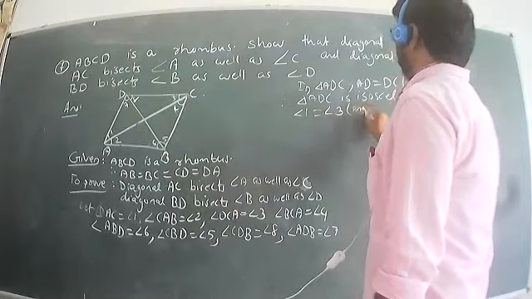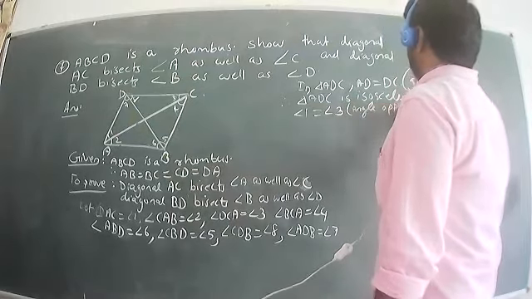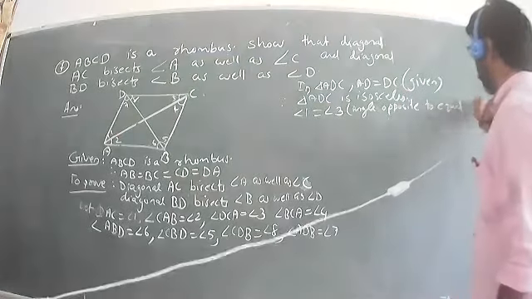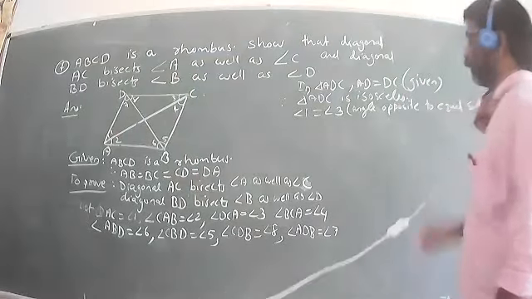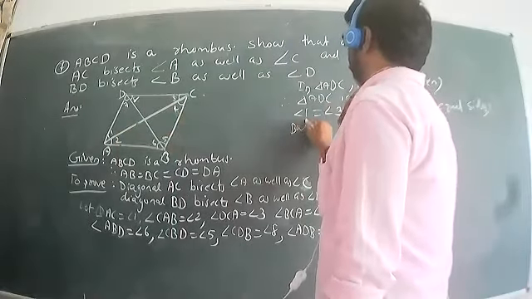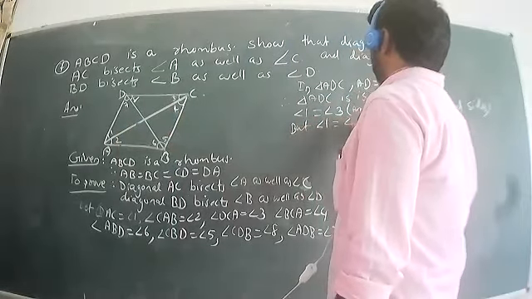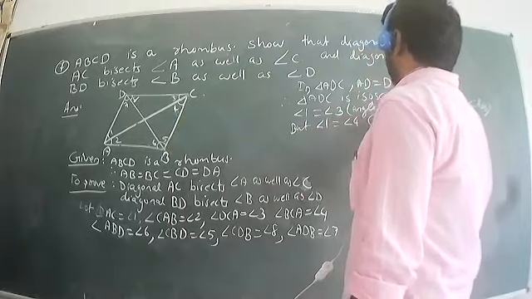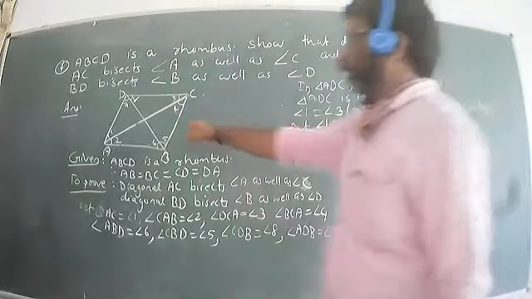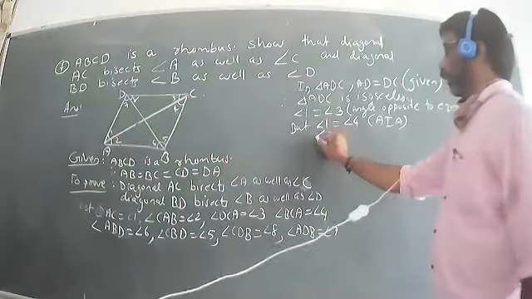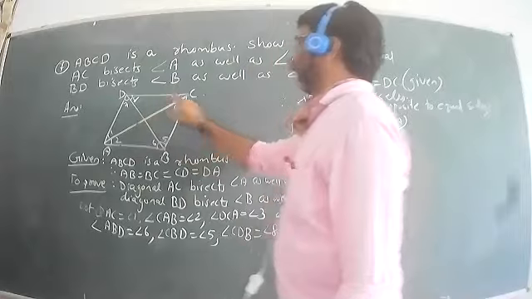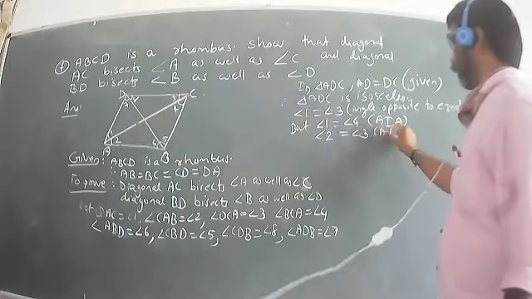Because angle opposite to equal sides. But angle 1 is equal to angle 4. Angle 1 is equal to angle 4 because alternate interior angle. Rhombus also is a parallelogram. So they are parallel. 1 and 4 are equal. Angle 2 is equal to angle 3. They are also alternate interior angle.